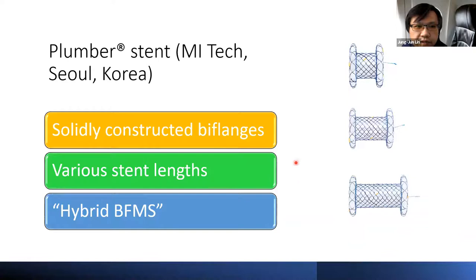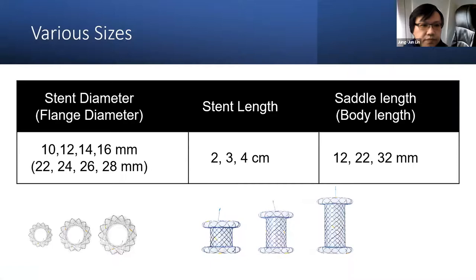It's similar to the flare type, but different from the Axios, with only one distance. So it may be called a hybrid French metal stent. As you can see, there are various sizes. The diameter is from 10 to 16 millimeter. The body length, the length between the two flanges, is from 12 to 32 millimeter.